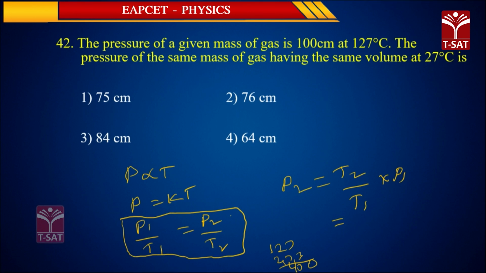See, the next one is 27 plus 273. One is 300. Okay, children.